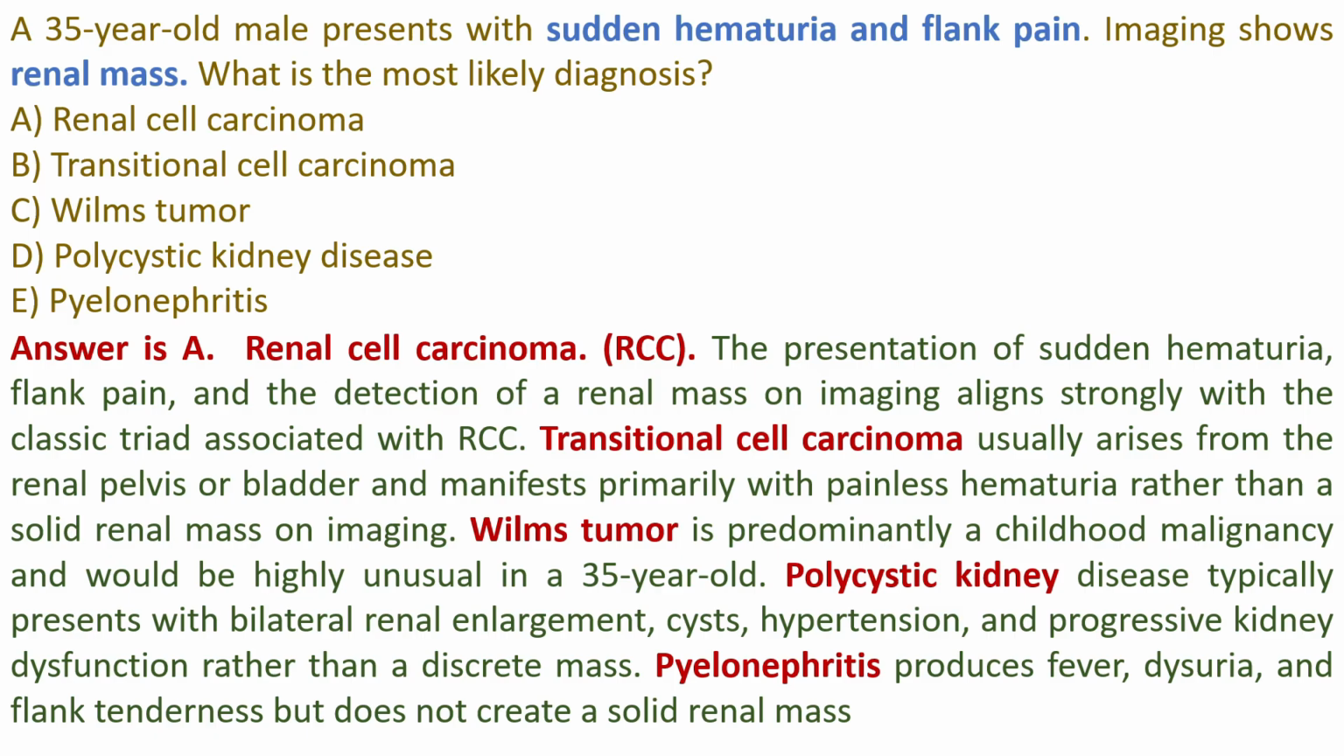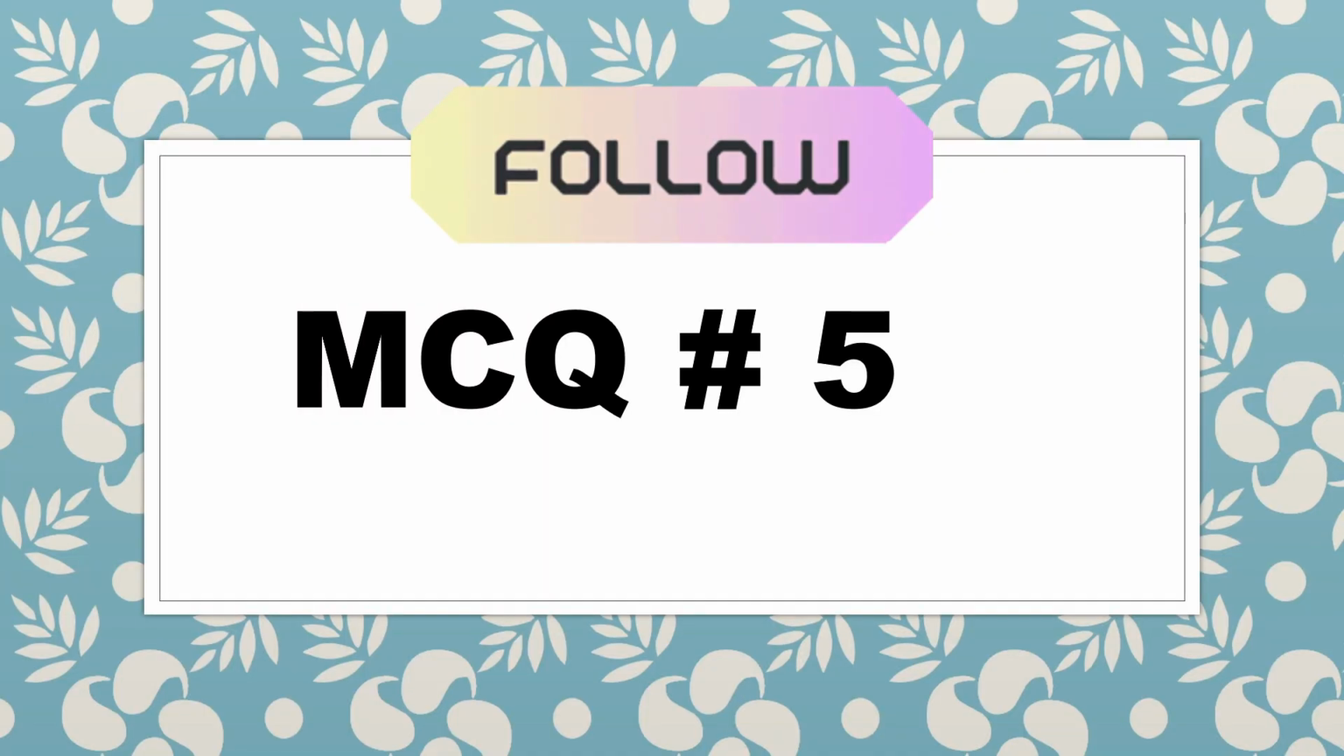Wilms tumor is predominantly a childhood malignancy and would be highly unusual in a 35-year-old. Polycystic kidney disease typically presents with bilateral renal enlargement, cysts, hypertension, and progressive kidney dysfunction rather than a discrete mass. Pyelonephritis produces fever, dysuria, and flank tenderness, but does not create a solid renal mass. Multiple choice question number 5.